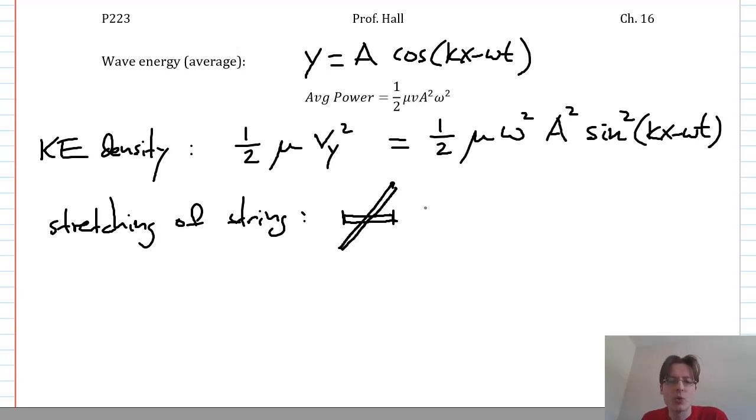Okay, so what I care about is how much the length of the string has changed. The change in length is equal to the length when it's stretched, which is the square root of dx squared plus dy squared.